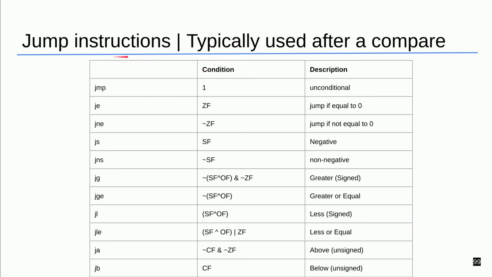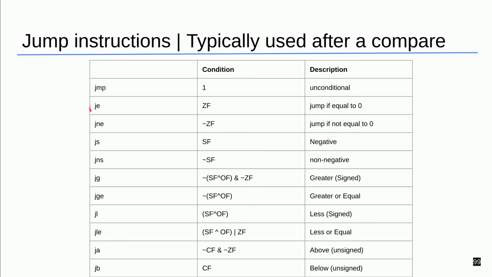Here are the jump instructions that you can do, right? Just jump somewhere to address 1. Jump if two values are equal, jump if they're not equal, and so on, okay? So you're saying, Mike, why are you showing me this? How do we pragmatically use this? Well, let's look at this example here.